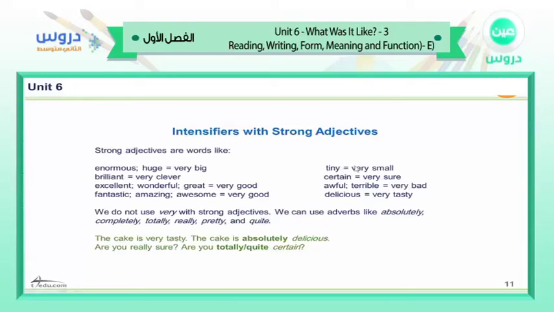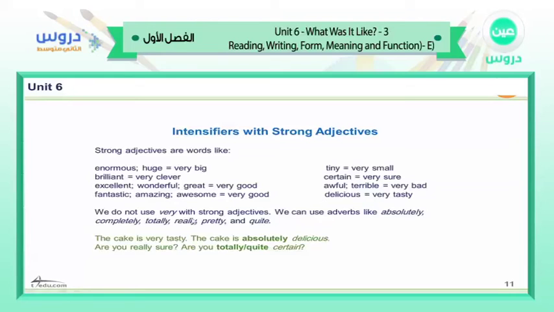Tiny means very small. Certain means very sure. Not only sure, very sure. Awful and terrible mean very bad. Delicious means very tasty. Something is tasty, this food is tasty. It is good, it's okay. But when I say delicious, that means a stronger taste. It's beautiful, amazing, when I talk about the taste.